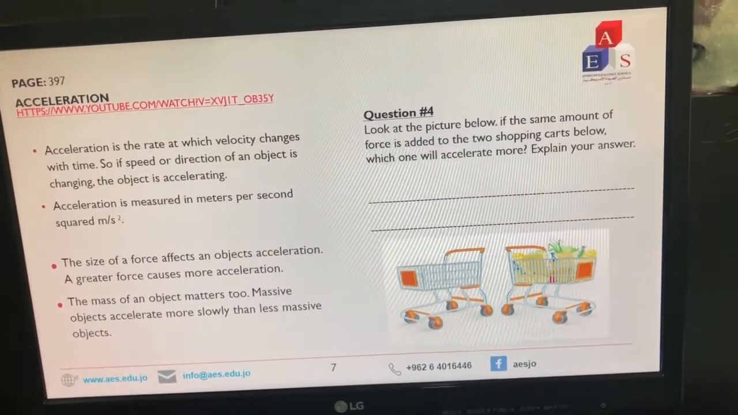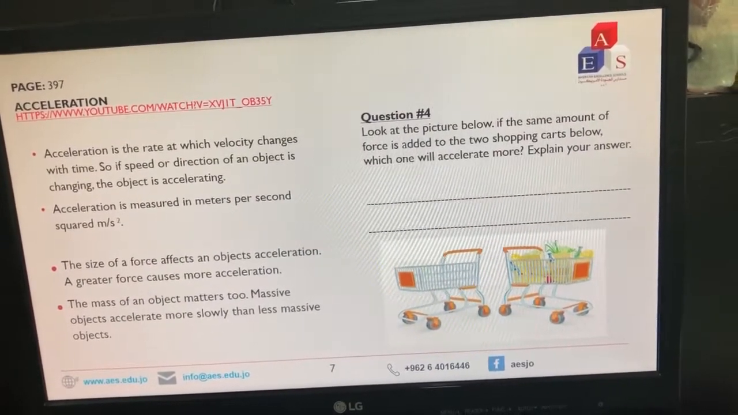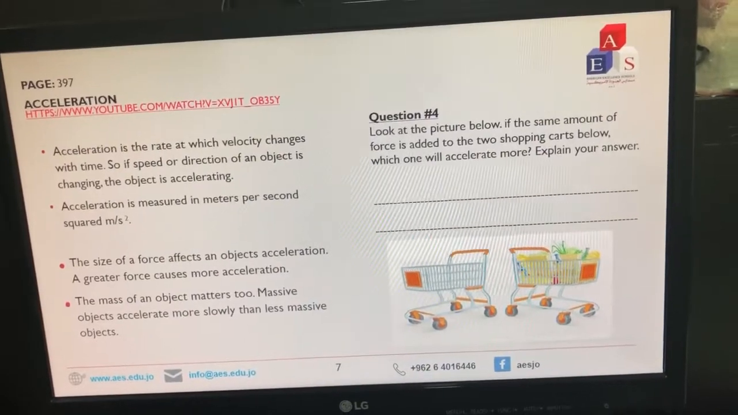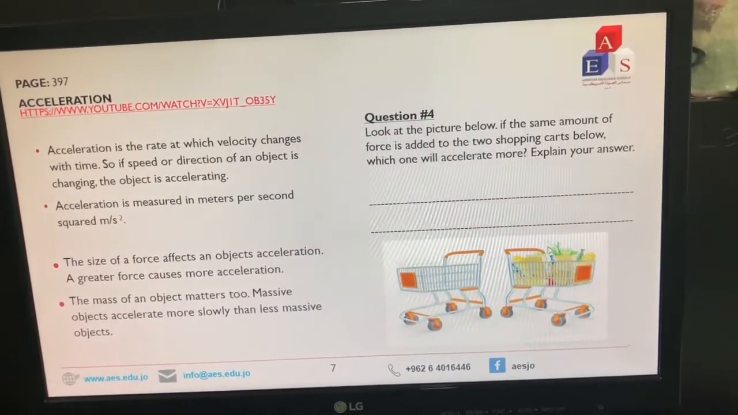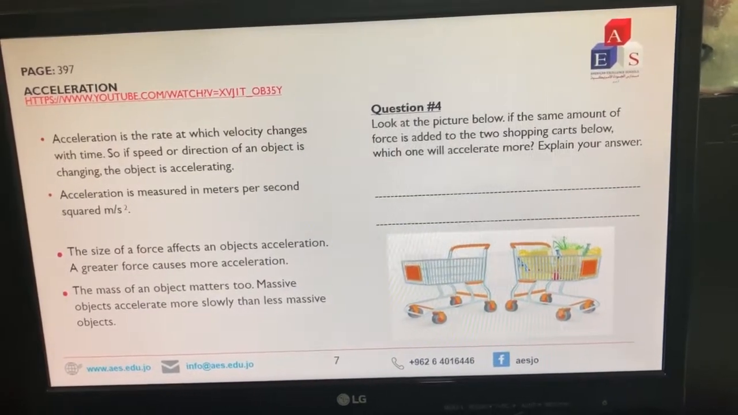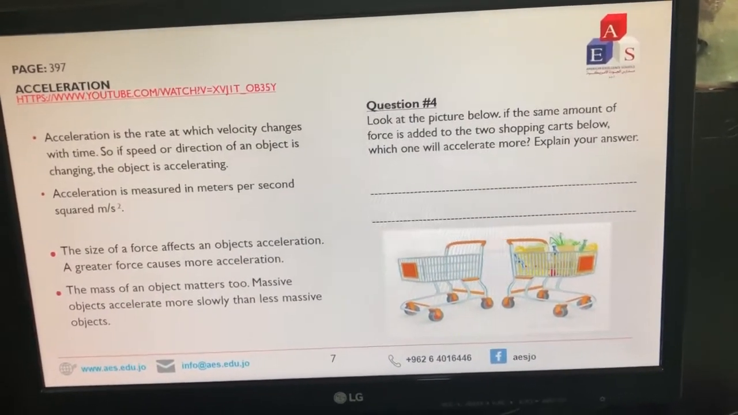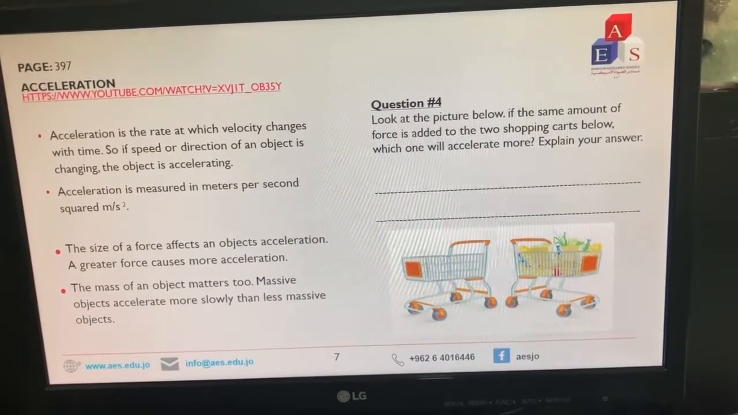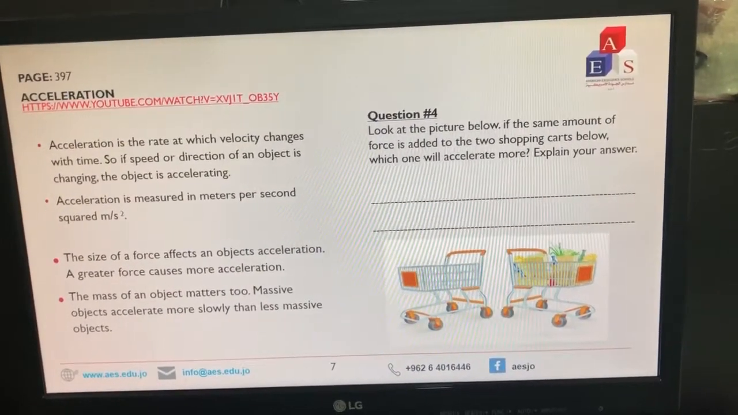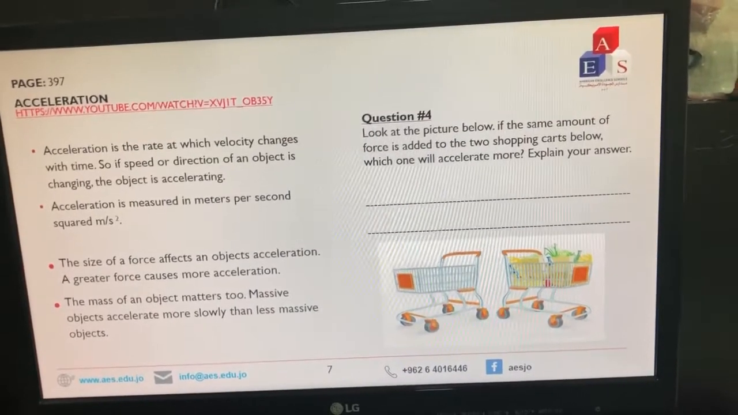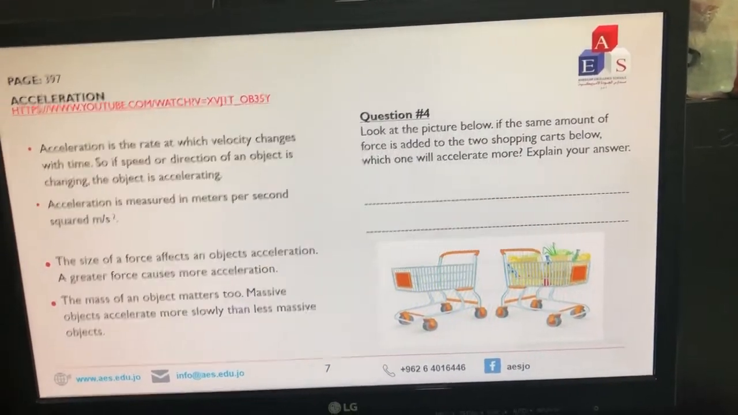And acceleration can be measured in meters per second squared. This is the unit for acceleration. Do you remember in grade 6 when we talked about speed, the unit for speed is meters per second, and the unit for force is Newton? So the same thing for acceleration. The unit is meters per second squared. So when we calculate acceleration for an object, we need to always put meters per second squared.